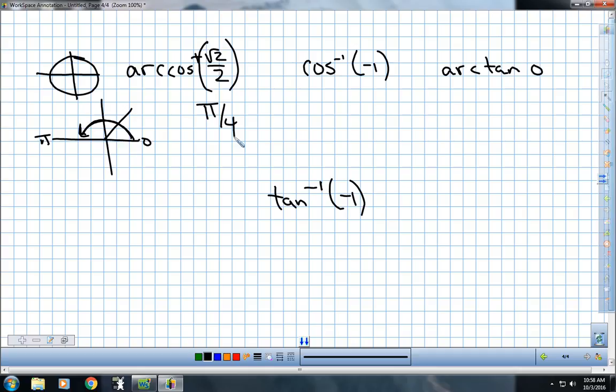So cosine is the x-coordinate. On your unit circle, cosine is just whatever the x-coordinate is, because cosine is x over r, and r is 1. That tells us what quadrant it is in. It's going to go from 0 to pi. All right, let's do another one.